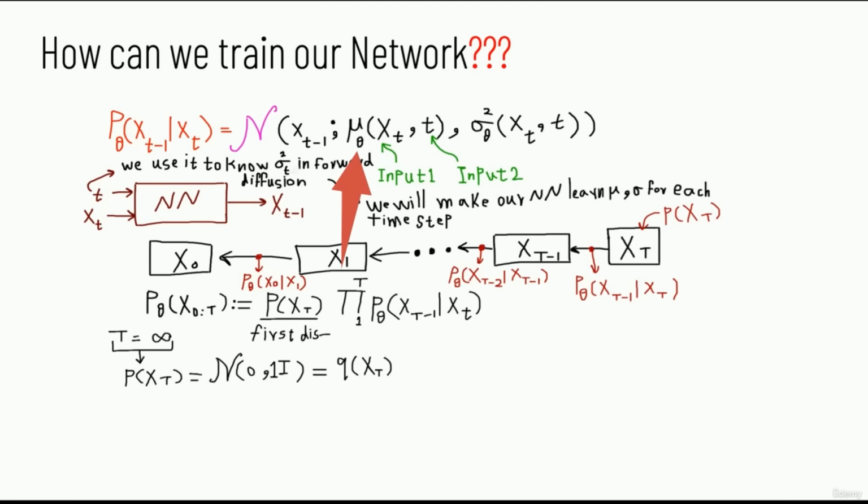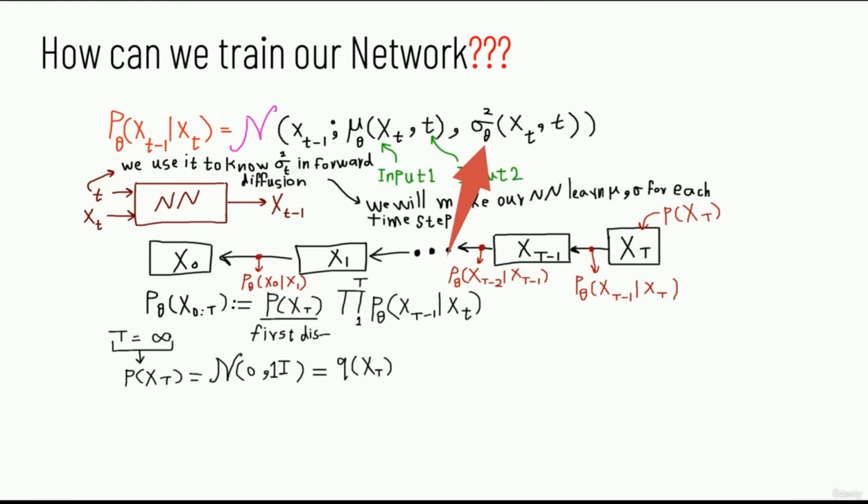We call these parameters theta. We will try to tune them to find the best mean. And we will do the same thing for the variance. We will pass xt and the step that we are in right now through our neural network. And our neural network will try to predict the best value for the mean and the variance.